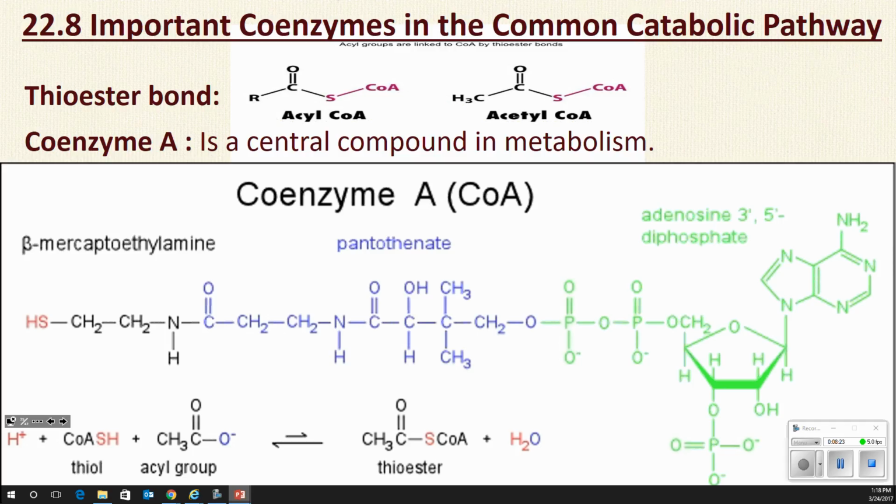Okay, so we also have the adenine 3' diphosphate on the end. So we sometimes just simplify it down like this. I think we got that whole thing.